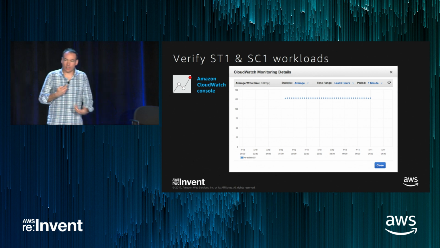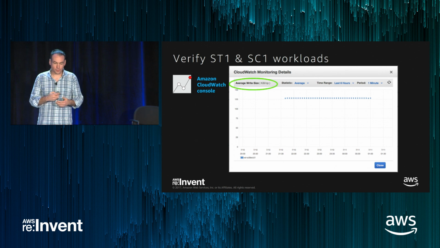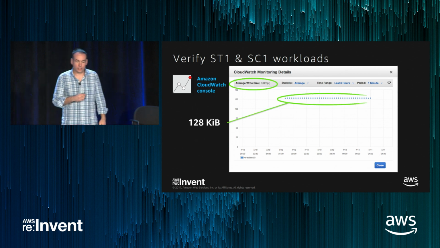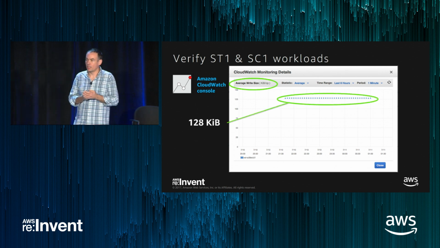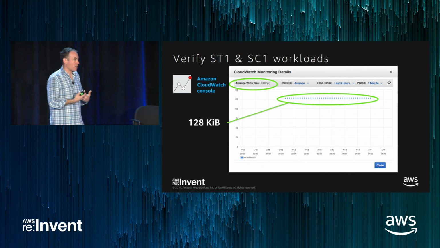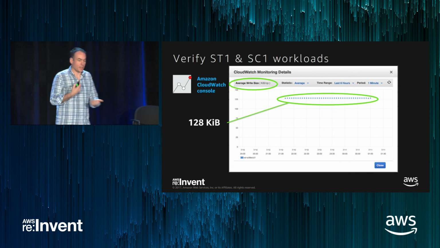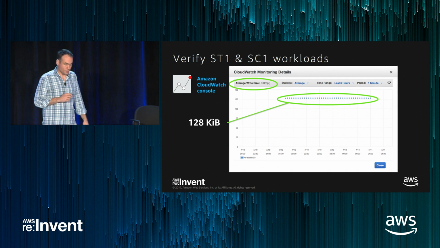So you can also look at CloudWatch. Now, CloudWatch can show the average write size, and here we'll see it's 128K. For architectural reasons and how things get displayed in CloudWatch, this is what we see on the EBS backend, even though your application and your instance may be submitting 1 megabyte IOs. So this is about the maximum that you're going to see in CloudWatch.